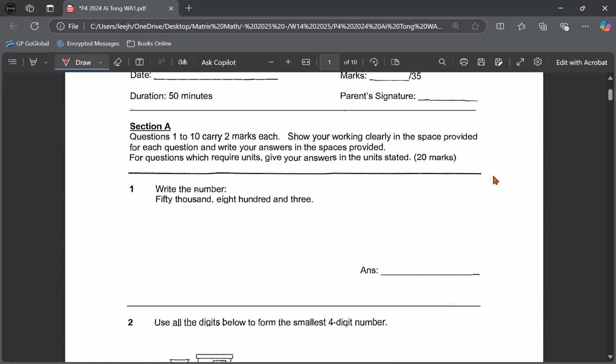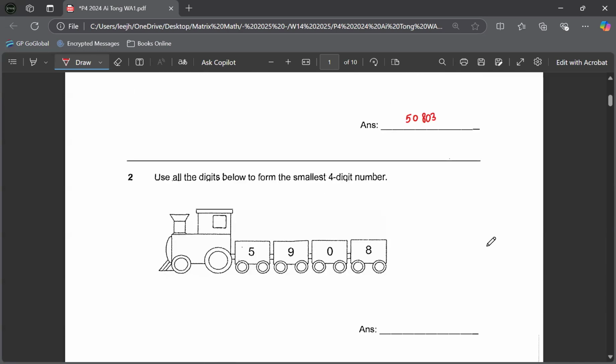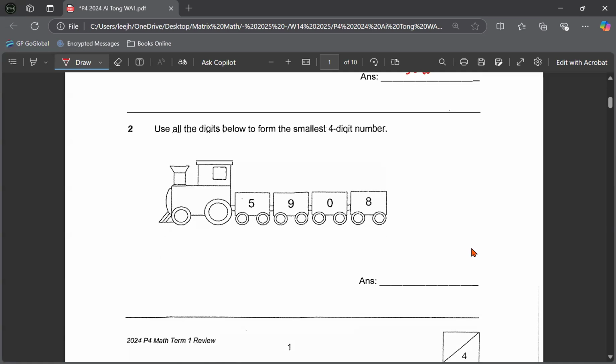By now, you should know your whole numbers well. So 50,000 is this, 50,000. And this is 800, and this is just 3. So I'm going to add these three numbers together. Okay, if you don't know, just add. So the answer is 50,803. This is your answer. So right, always finalize your answer. 50,803.